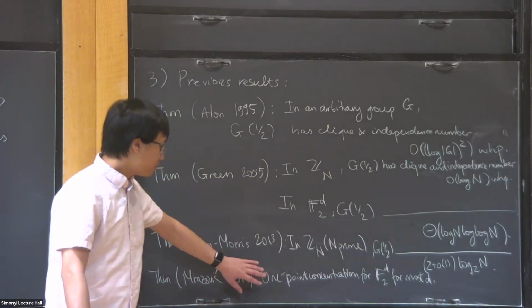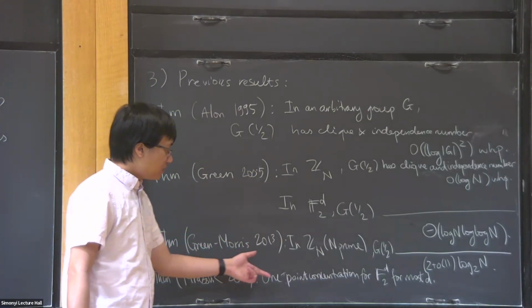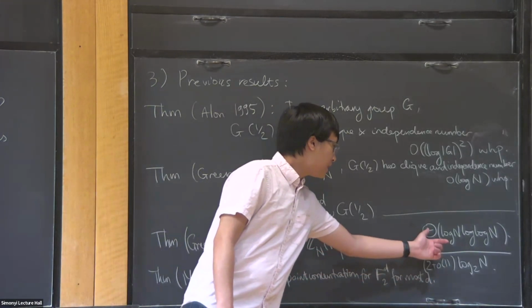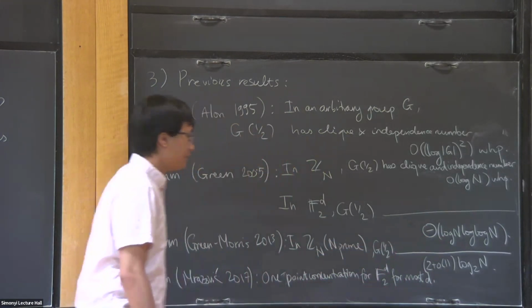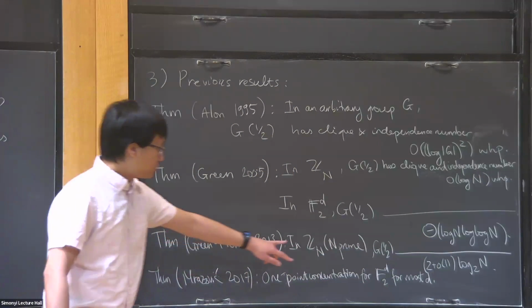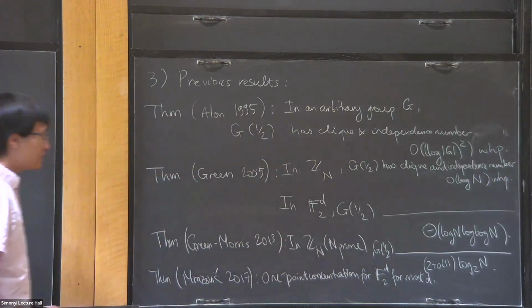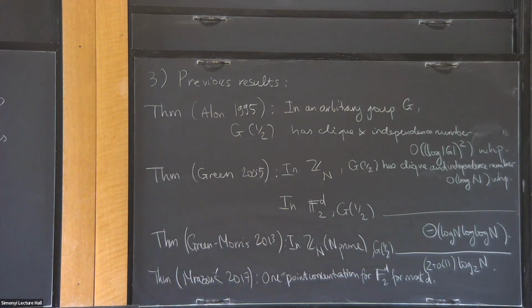And that will also be the reason why we can nail down very precisely the clique and independence number over these finite field vector spaces, in particular F2 to the D. So I'll come back to the cliques and independent sets in F2 to the D in a little bit, and that will be important when we discuss our progress towards Alon's conjecture.